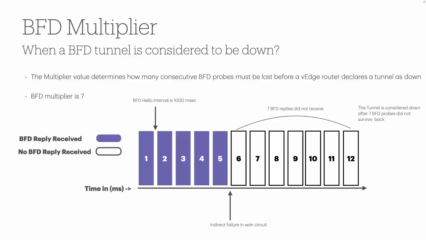However, things change when an indirect failure occurs in the WAN circuit. Notice that after probe 5, the replies stop coming back. Because we have a multiplier of 7, the router begins a countdown rather than dropping the link immediately. It is looking for 7 consecutive missed probes to confirm this isn't just a temporary blip. Once the 7th probe fails to return, the threshold is met. The tunnel is officially considered down. It is at this exact moment that the SD-WAN fabric will withdraw this path and trigger a reroute to a healthier transport.